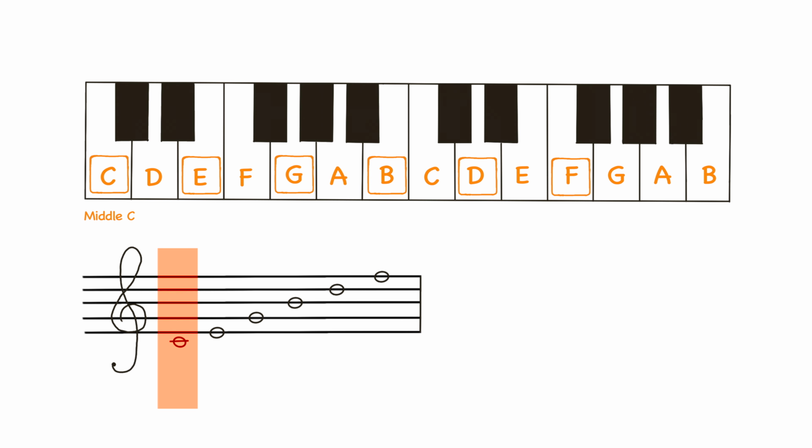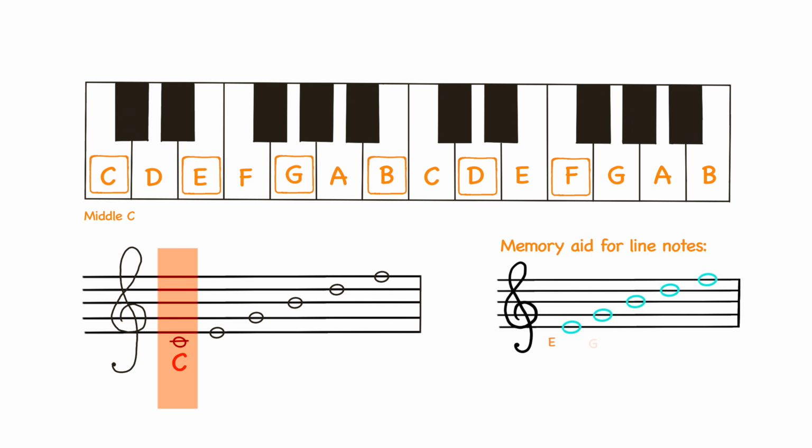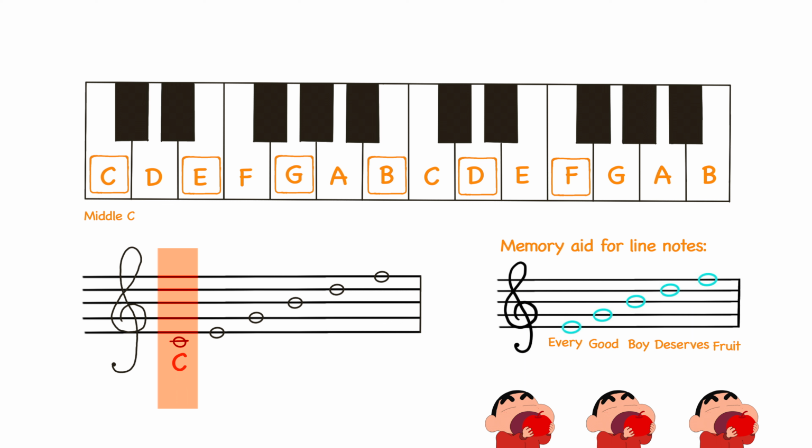On the stave, middle C is here. The memory aid for line note is every good boy deserves fruit. So, E is on the first line, G is on the second line, B is on the third line, D is on the fourth line, and F is on the fifth line.